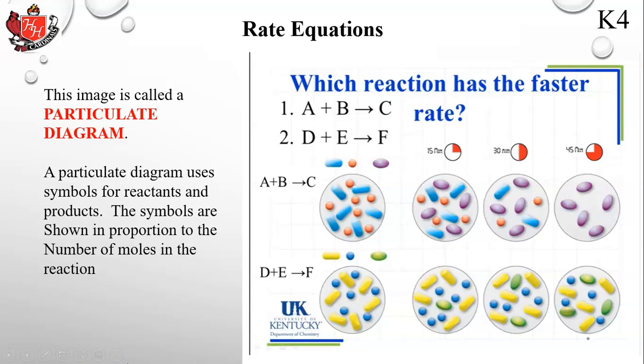So the best assumption we can make about D plus E to F is that it just hasn't had enough time to complete in 45 minutes. It will take longer to go all the way, so that you have nothing but the green ellipses in that last circle there.